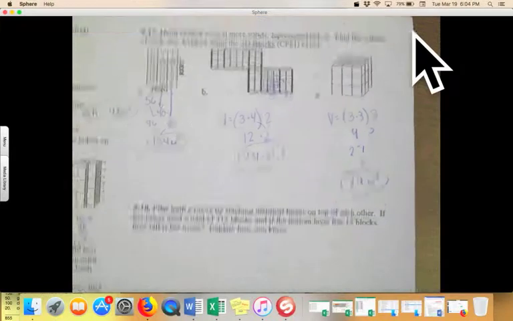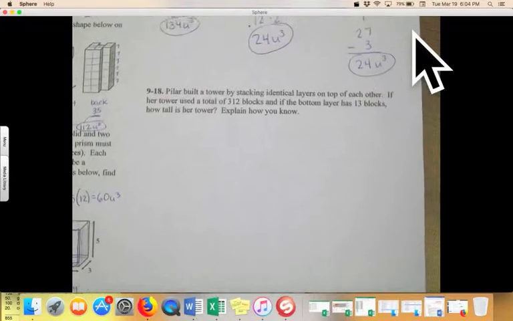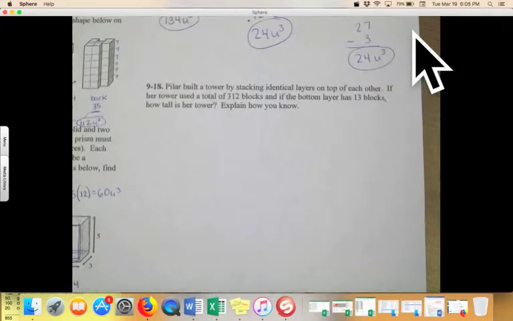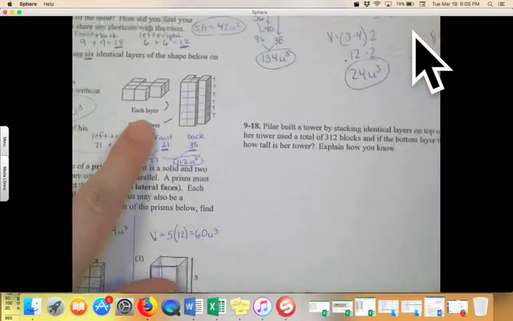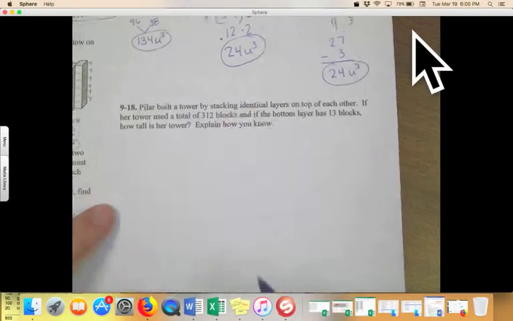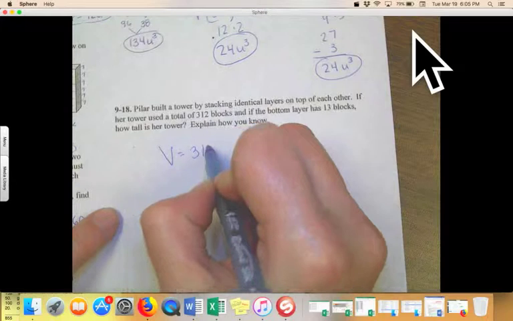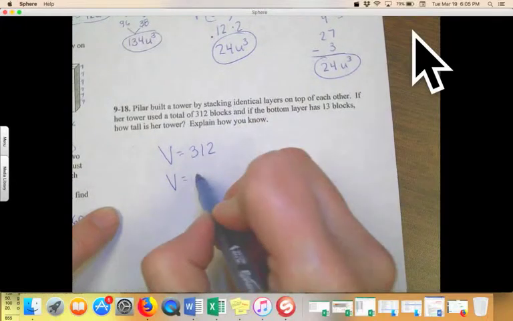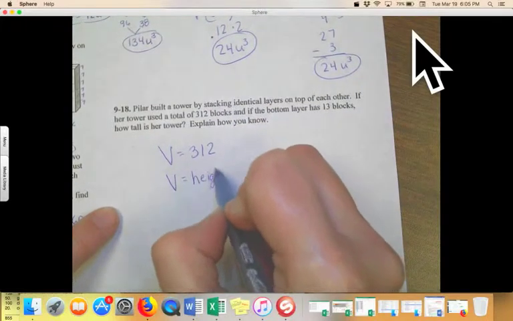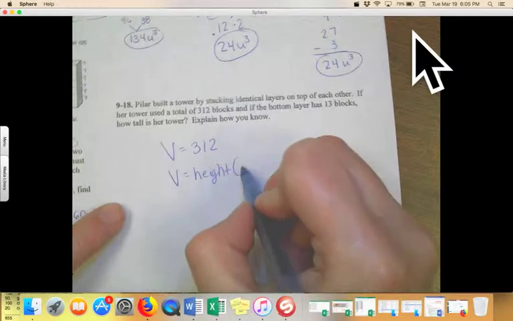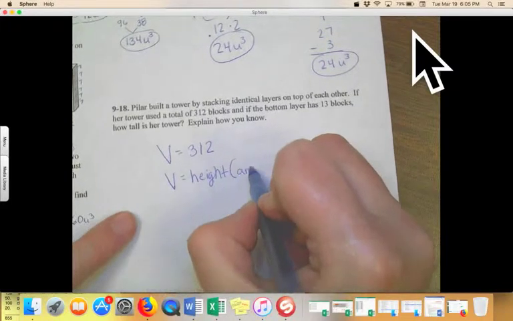Okay, looking at 9-18, Pilar built a tower by stacking identical layers on top of each other. If her tower used a total of 312 blocks, and if the bottom layer has 13 blocks, how tall is it? This is just like Paul's tower. We're just working it a little bit backwards. We know that the total volume is 312. And we know that volume is the height of the structure times the area of each layer.